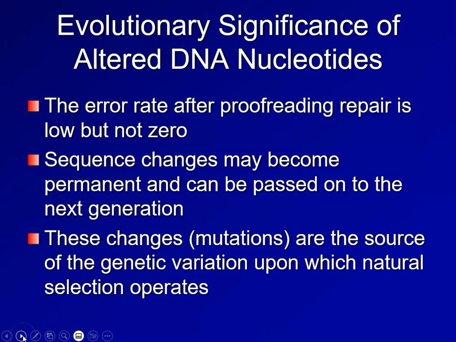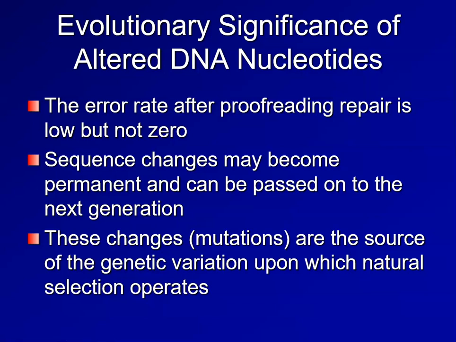So sometimes mistakes are made. It's not a 100% perfect process. The error rate after this proofreading process is pretty low, but it's not zero. Sometimes, as I had mentioned before, there could be an error in the copying process that leads to a mutation. And many times mutations are not beneficial, but in some cases they are, and they could actually be the source of genetic variation that helps an organism to survive.